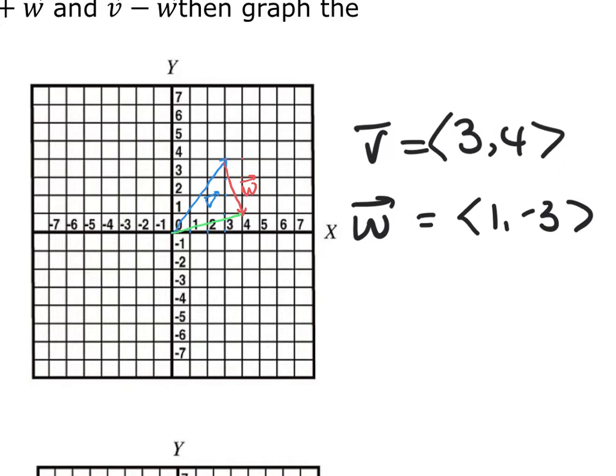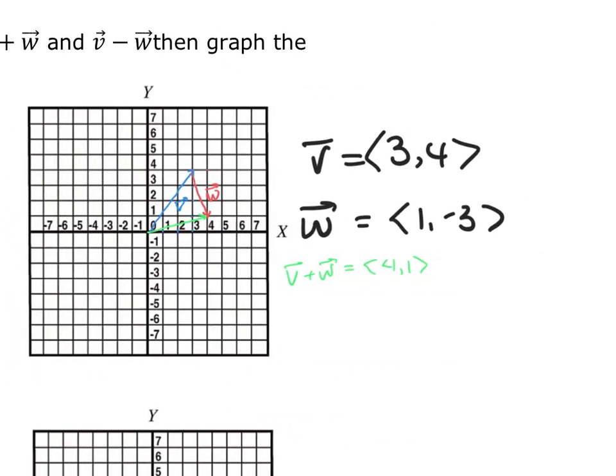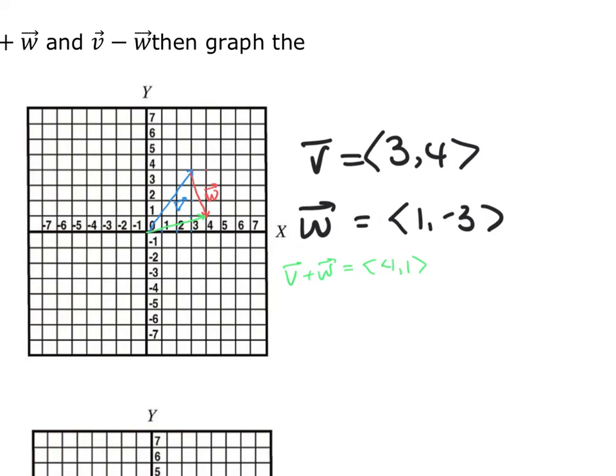From my standard position to that tip is my resulting vector. So my resulting vector of v plus w is going to be, you can see I've gone over 4, and I have gone up 1. So that's what I got there. No surprises.